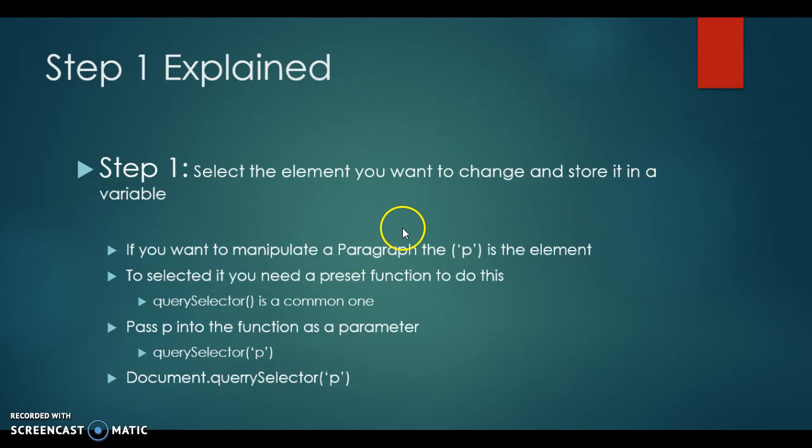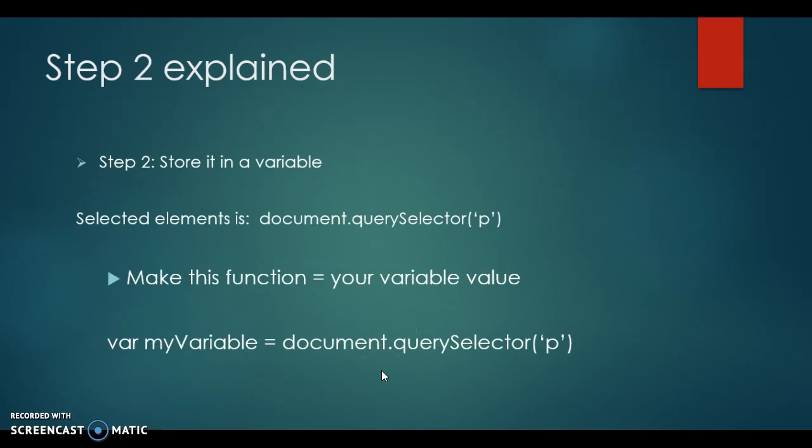So step one, if you wanted to manipulate a paragraph, the element is going to be P. You're going to need to use one of those preset functions or methods to select it. One of those selectors that's common is querySelector. And then you're going to pass P into that function as a parameter. So it'll be querySelector P. And then to completely reference it, we're going to say document to reference the DOM or that object, dot querySelector P.